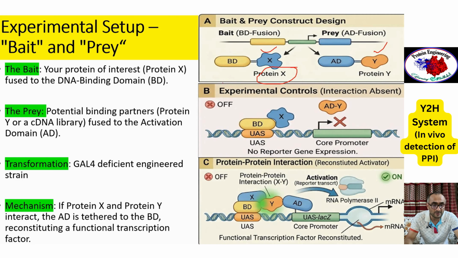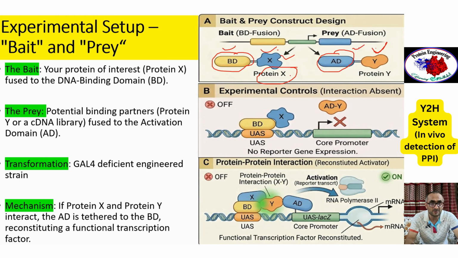For that, you make two vectors. The BD DNA binding domain of GAL4 is fused with the X protein, and the activation domain, the AD domain of GAL4, is fused with the Y protein. Proteins cannot be fused directly, so if you want to fuse two proteins, you simply fuse their DNA. So you have the DNA of the BD domain connected to the DNA of the X protein in one vector. In another vector, which you call the prey vector, you have the AD domain DNA fused with the Y protein, the prey protein DNA.